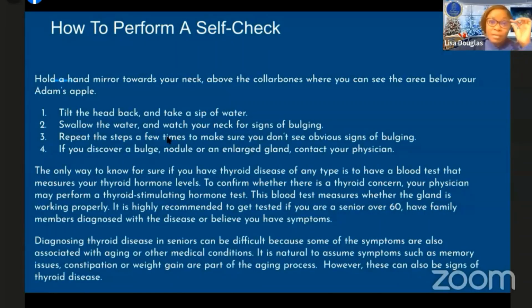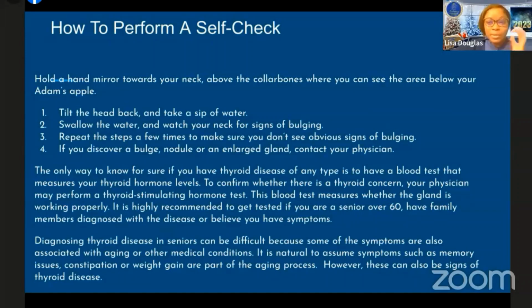Now, you yourself can also do certain self-checks at home, but I don't want you to panic if you find something. And this is how you do a self-check at home. You hold a hand mirror towards your neck about the collarbones, where you can see the area below your Adam's apple, which is right here. You're going to tilt your head back and take a sip of water.